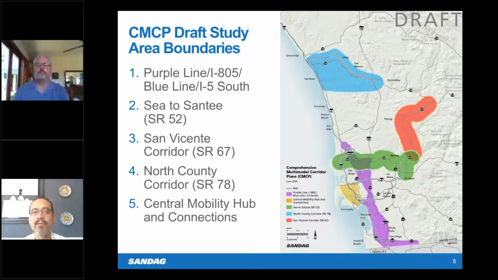We're also recommending that we split the State Route 52 and State Route 67 corridors into 2 separate study areas. A lot of differences between those corridor areas. State Route 67 is a very rural corridor, State Route 52 a much more urban corridor. Shown in blue, the North County corridor covering State Route 78, and then shown in yellow, the Central Mobility Hub geographical study area.